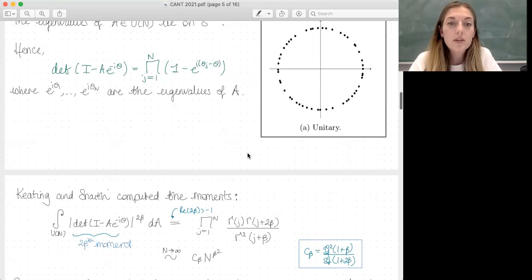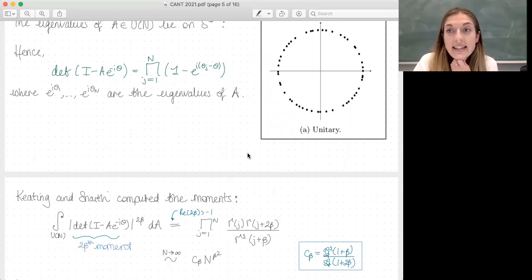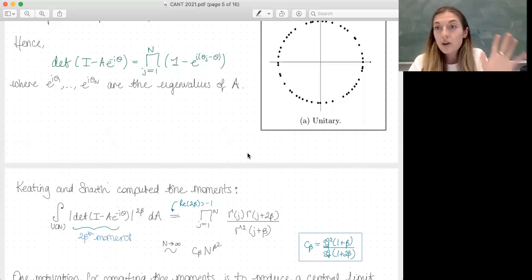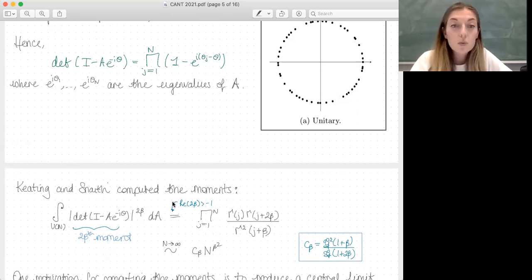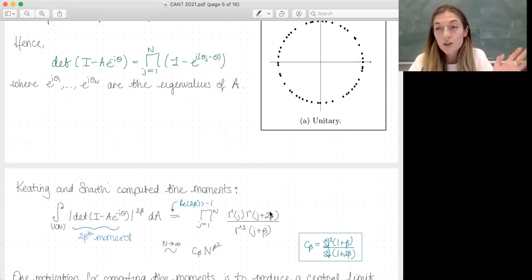So let's look at the moments. These were computed by Keating and Snaith 20 years ago now. And we have everything we could ever want here. The range where this integral is well defined is exactly when the real part of 2 beta is away from -1. So this is the only place where it is well defined, and we have all the information. Leading order or subleading, we have a completely closed formula.